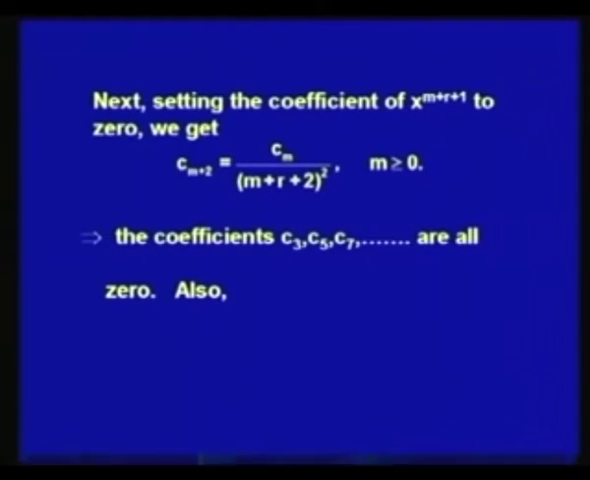Let us now set the coefficient of x to the power m plus r plus 1 to 0. This will give us the recurrence relation C(m+2) equal to C_m over (m plus r plus 2) whole square, for m equal to 0, 1, 2, 3 and so on. And we have already seen that C1 is equal to 0. This recurrence relation connects C(m+2) with C_m. So if C1 is 0, C3, C5, C7 all will be zeros. Now, from this recurrence relation, if we put m equal to 0, we get the value of C2 as C naught over (r plus 2) whole square.